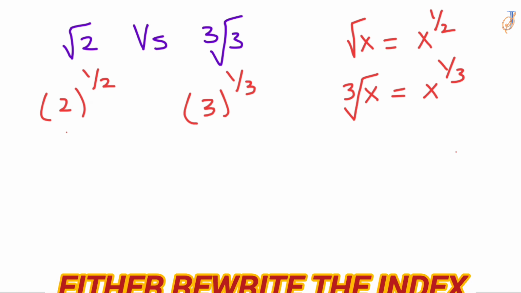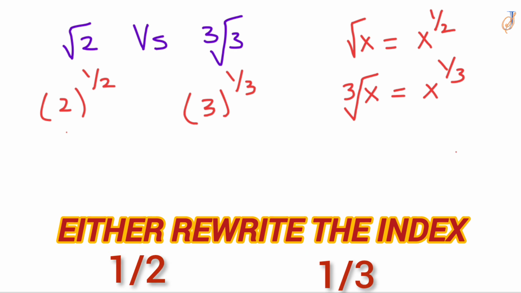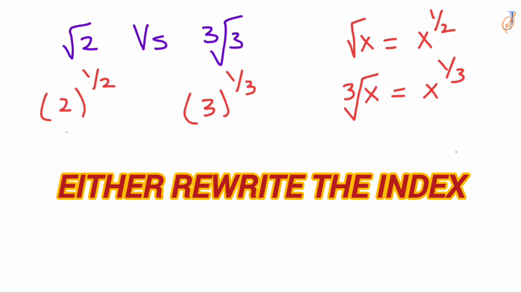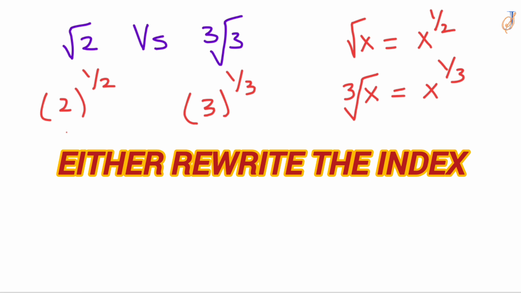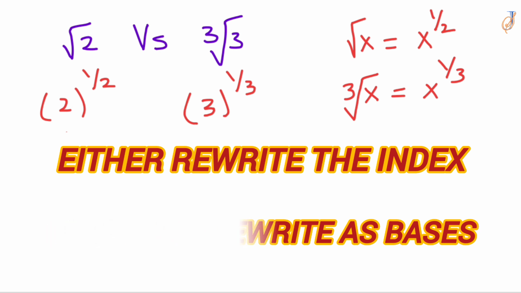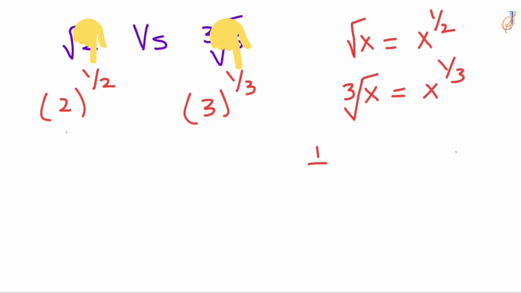There are two convenient ways. Either rewrite the indices so that the indices of the two numbers are equal, and then we can compare the bases. Whichever has the larger base is our larger number. Or we can rewrite the numbers so that the bases are the same, then we can compare the indices. Here I am going to make the indices equal. Our indices are 1 over 2 and 1 over 3.